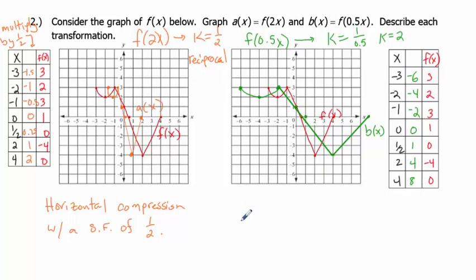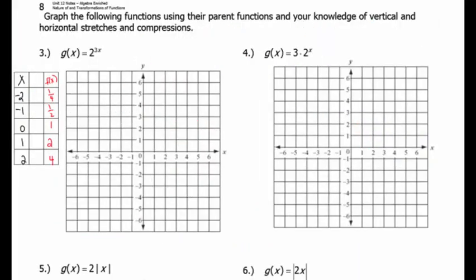And to finish this question, let's describe this as a horizontal stretch with a scale factor of 2. And again, the 2 resulted from the reciprocal of what was inside the parentheses.